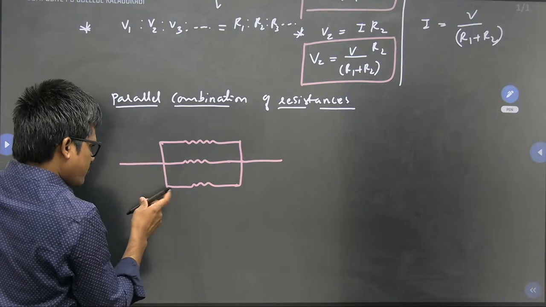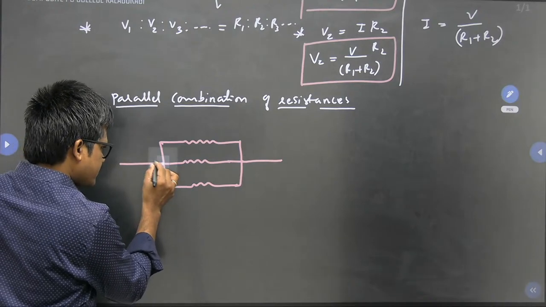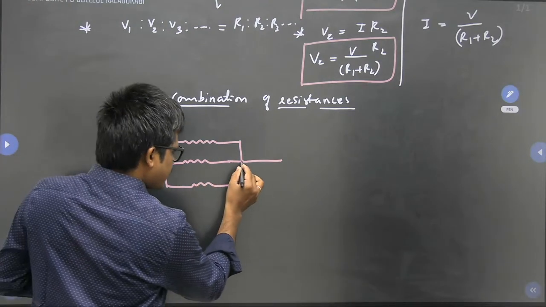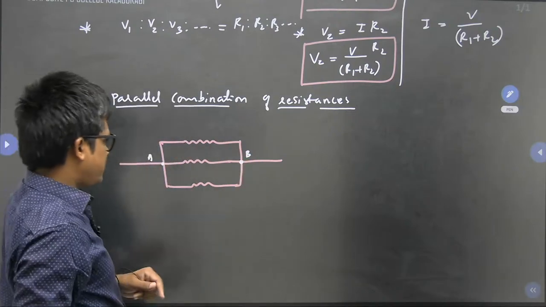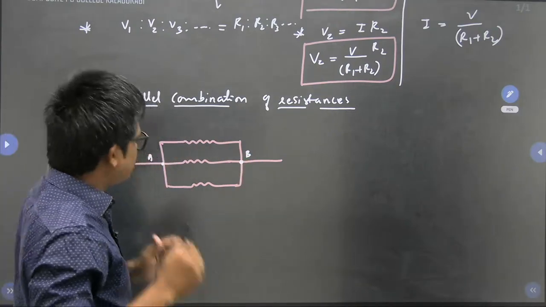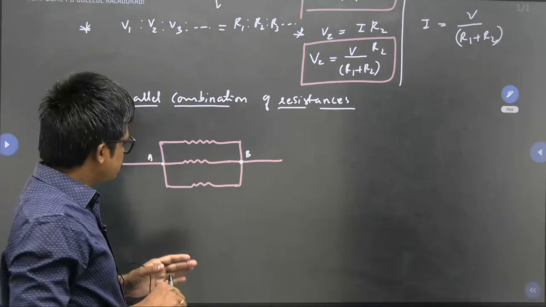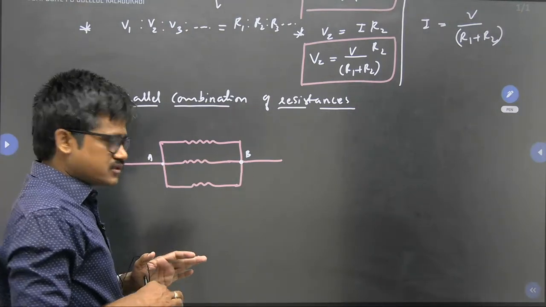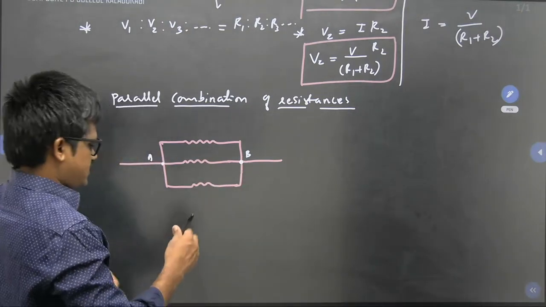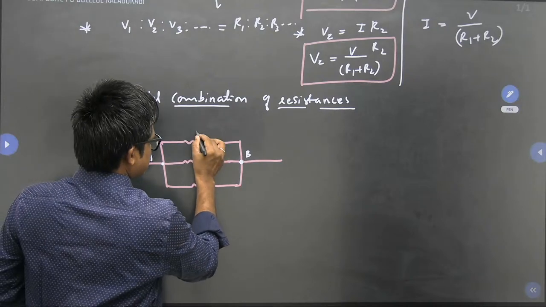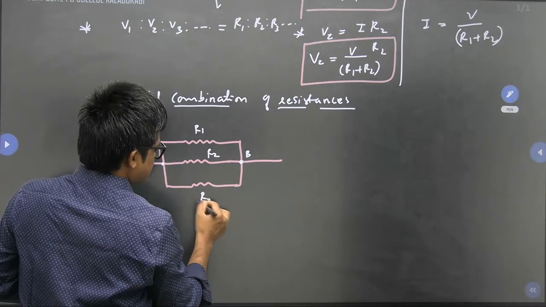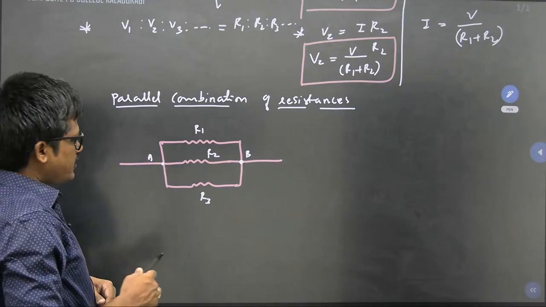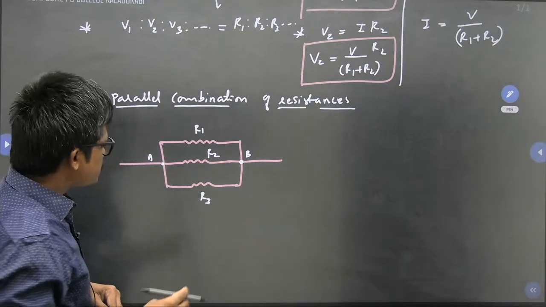Here, one point here, A, and another point here, B. Between two common points, we have connected all the resistances. Right? Between two common points, A and B, the resistance of this, let us say R1, the resistance of this is R2, and resistance of this is R3. So this is what is called a parallel combination.